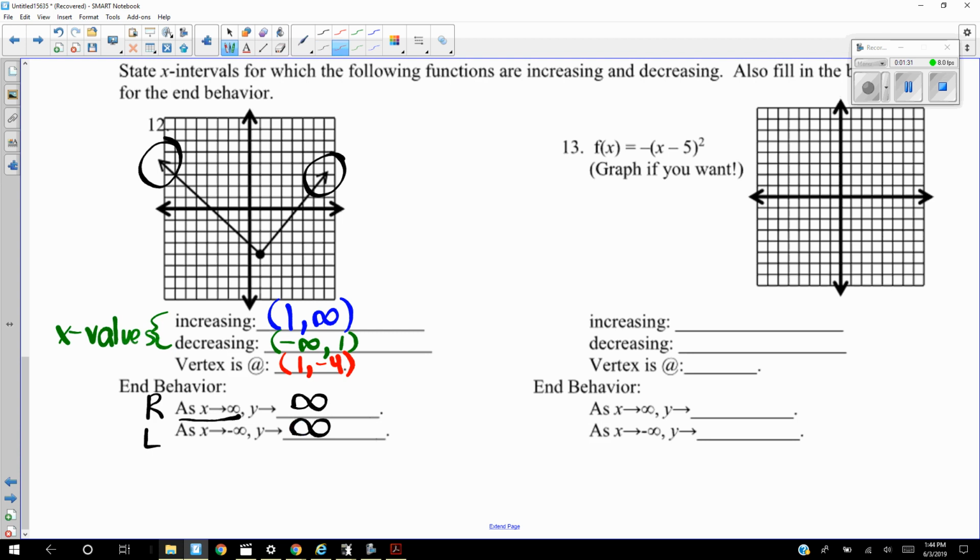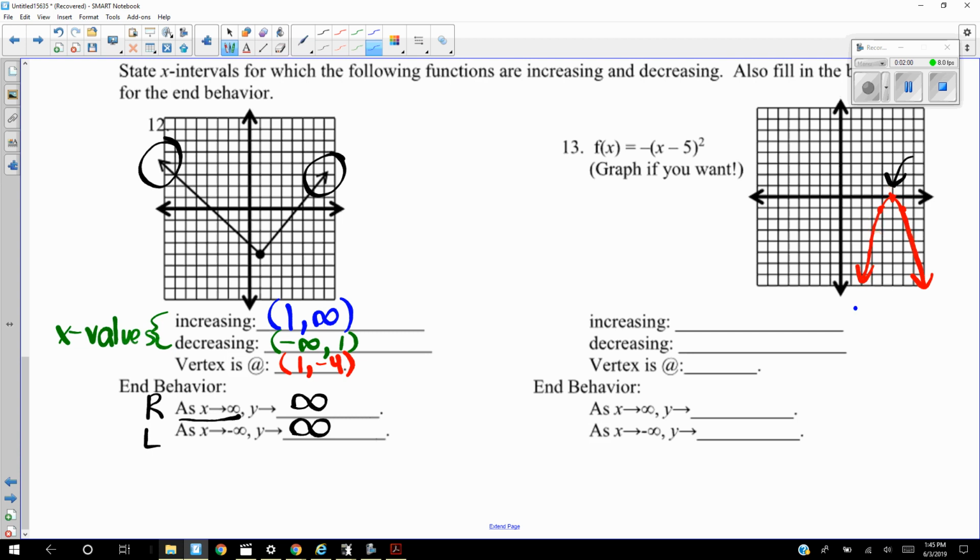Number 13, it might be helpful to graph that one first. You can either graph it by hand or you can graph it using your calculator here. And you didn't have to graph it because you kind of know it should have been a flipped upside down graph. And the key point, the vertex, should be (5, 0) because we shifted right 5. But it is helpful, especially for increasing, decreasing.